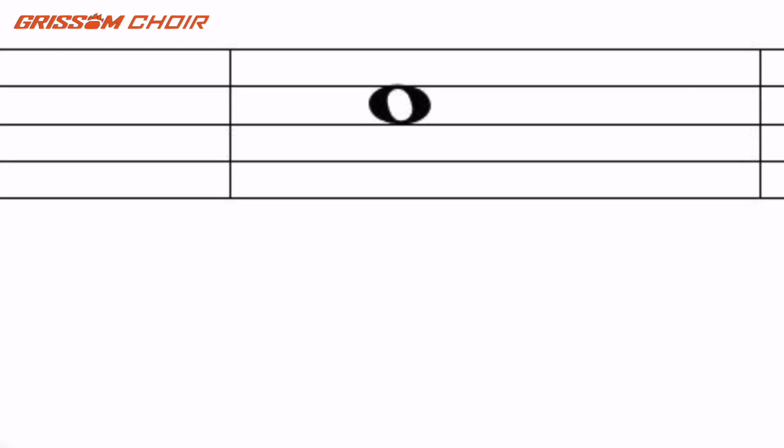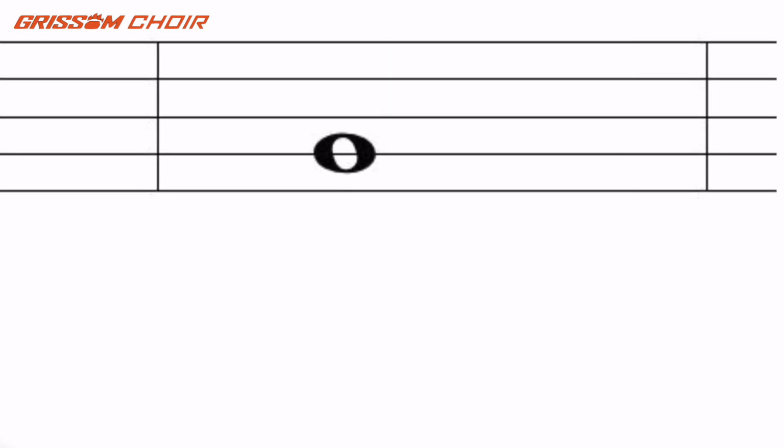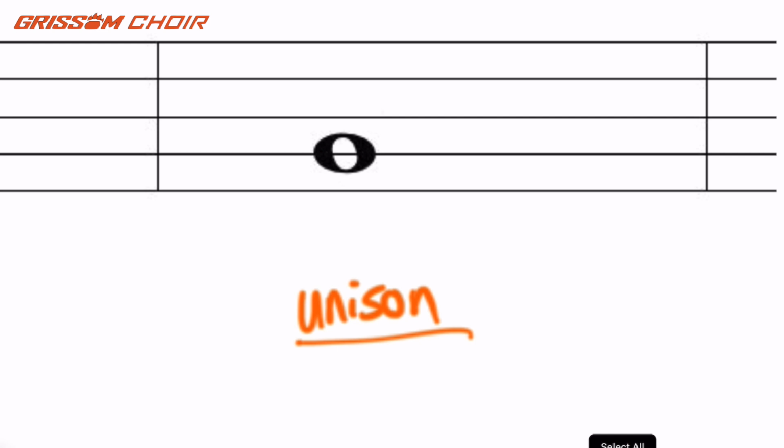Let's call this a fourth right here. So you count this note as 1, 2, 3, 4. Boom, there's our fourth. And this last one, let's say it was unison. Let's say the test said that it wanted unison. Well, unison is the exact same note. Boom, there's your unison note.